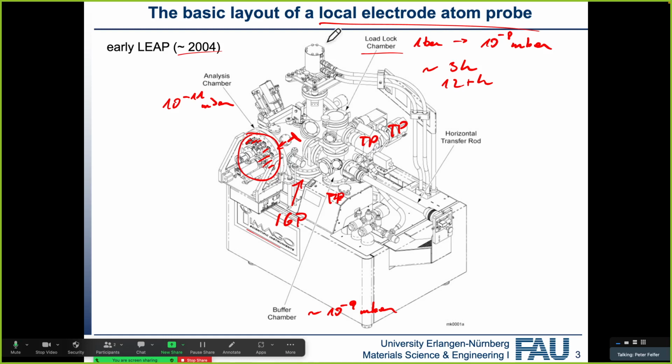Oh, and one thing I forgot, here we've got the cryostat. So here we've got a Gifford-McMahon cryostat. We'll talk a little bit about what those cryostats are as well. Essentially, it's a closed-cycle helium piston system that allows us to cool our specimens down to the temperature we want them to.